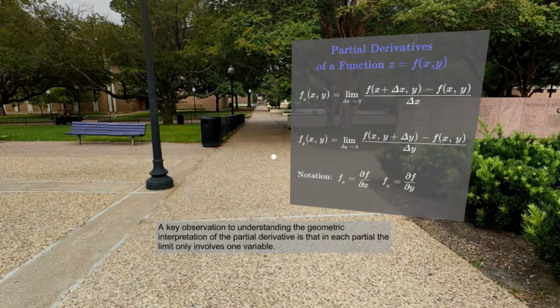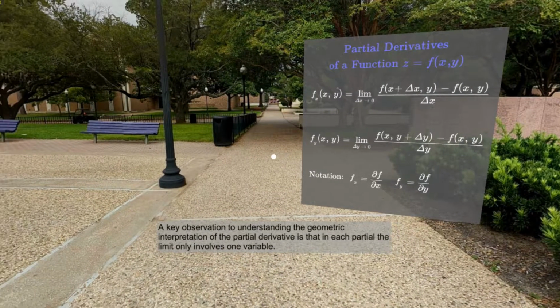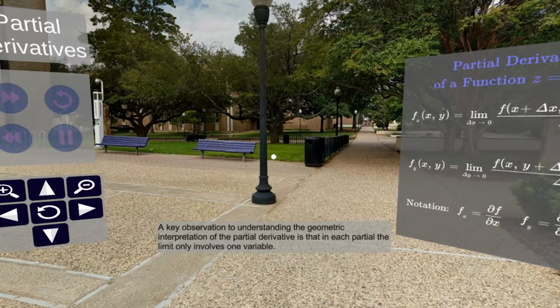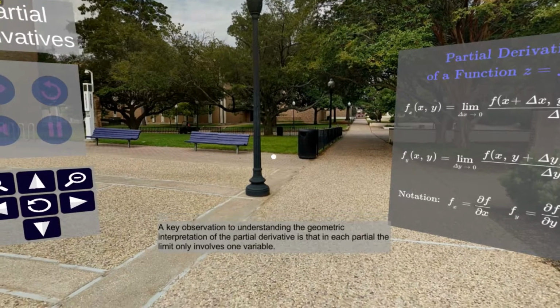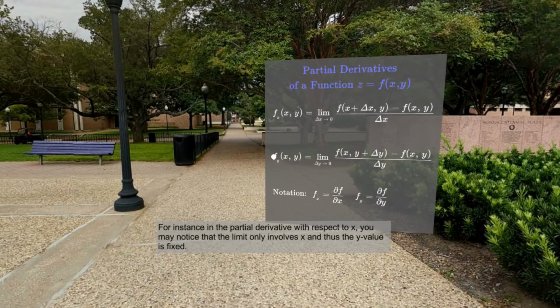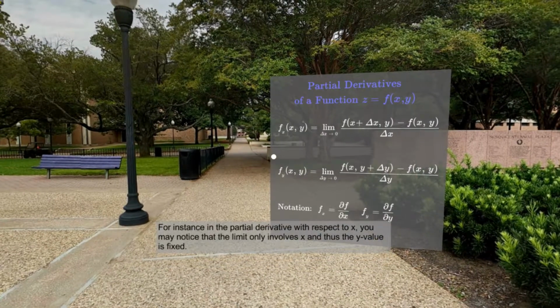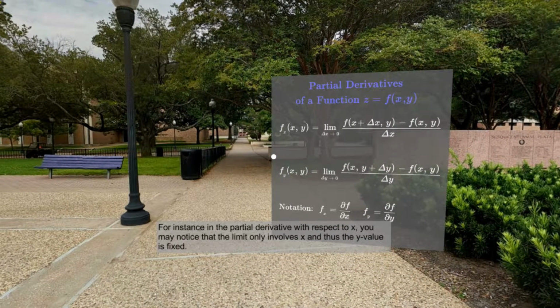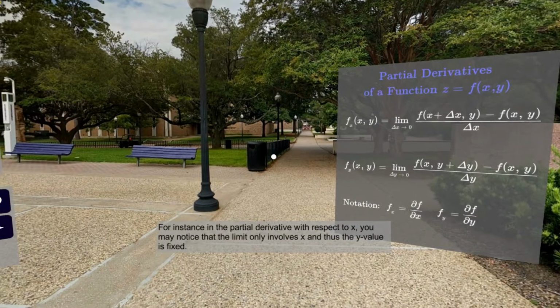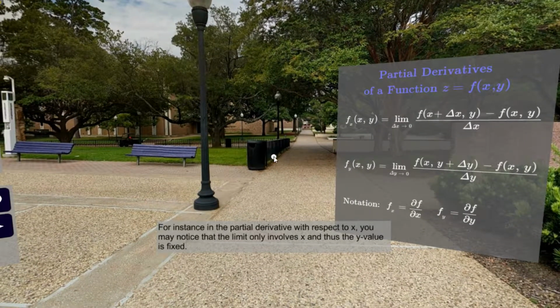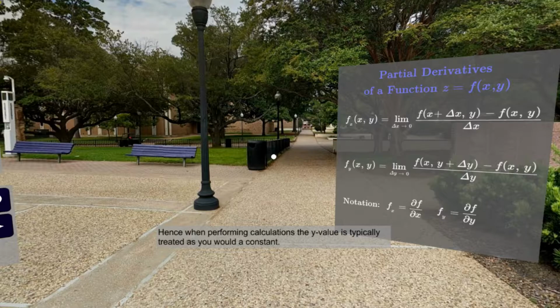A key observation to understanding the geometric interpretation of the partial derivative is that in each partial, the limit only involves one variable. For instance, in the partial derivative with respect to x, you may notice that the limit only involves x, and thus the y value is fixed. Hence, when performing calculations, the y value is typically treated as you would a constant.